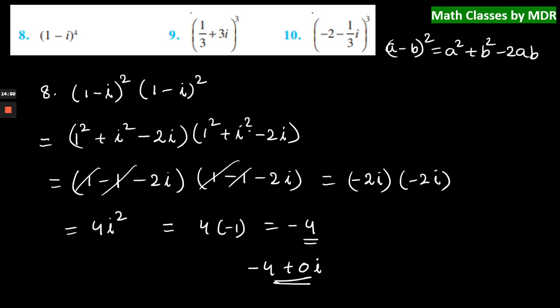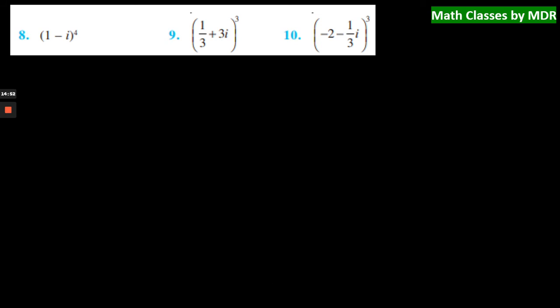Now let's go to the next question. 1 by 3 plus 3i whole cube. So this is also in the form a plus b whole cube. What is a plus b whole cube? a cube plus b cube plus 3a square b plus 3ab square. Right? Now let us expand it.